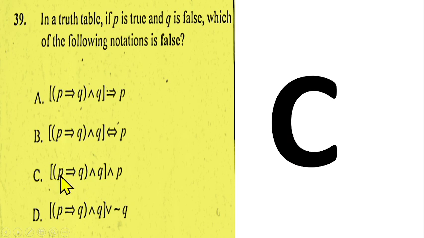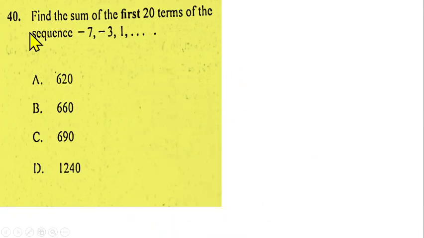I'll come again. If P then Q, P is true, Q is false. So if P is true, then Q is false. That will give us a false. If you test the truth table for this, if P is true and then Q is false, then the outcome is going to be false. So this one is going to give us false. Then false and Q, false and false is going to give us false. Then false and P. This one is false and P is true. False and true will give us a false as well. So it's option C.